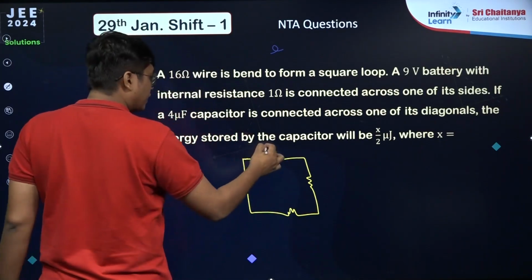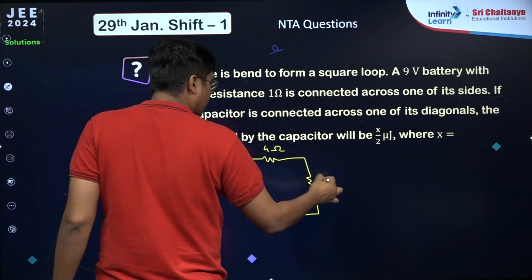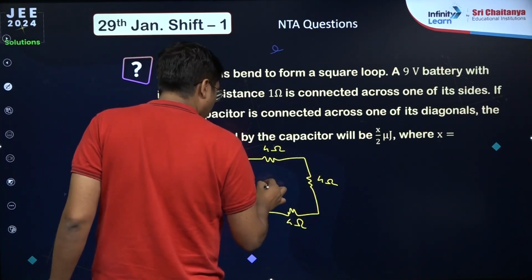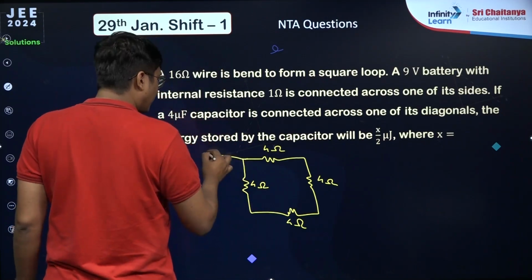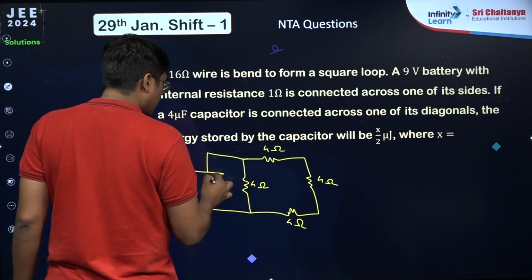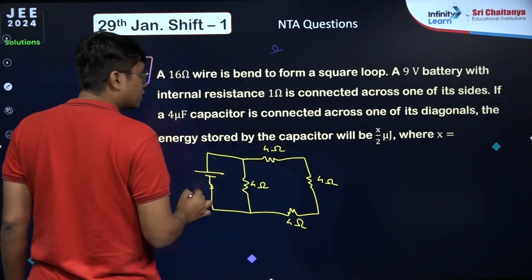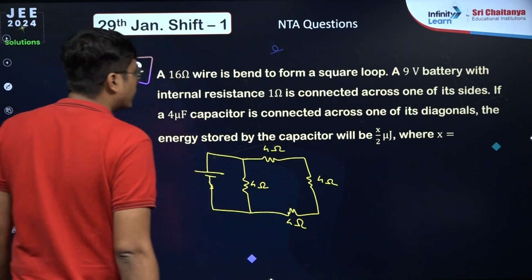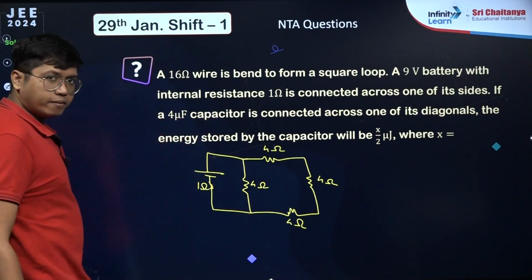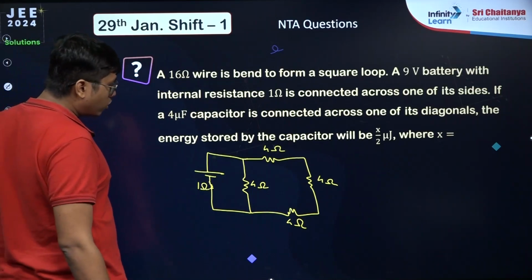To be like this, and each one would be 4 ohms. Each one would be 4 ohms over here. And you're connecting a cell across one of the ends. The cell itself has an internal resistance of, I think it's provided as 1 ohm. The cell has a 9 volt battery over there.